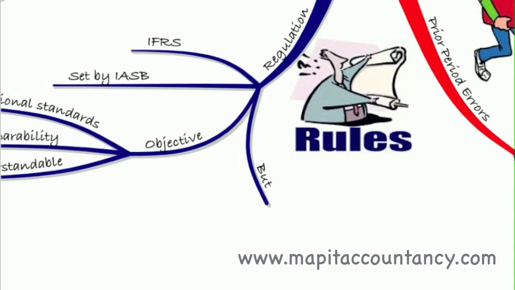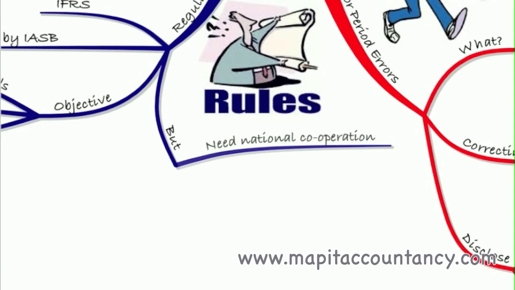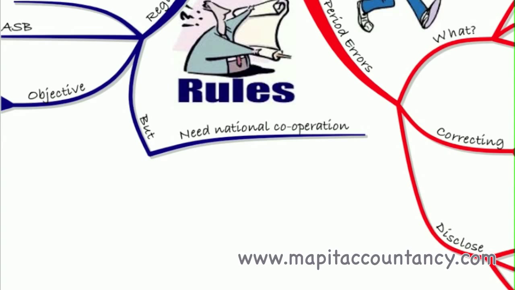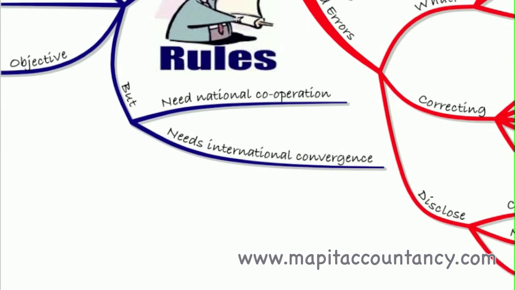There are some problems that the IASB tries to overcome. For example, they need national cooperation. Each individual country needs to choose to implement the international standards. And we need international convergence between accounting standards, particularly between international standards and US GAAP, i.e. the generally accepted accounting principles that they use in America. So we need to make those convergent.